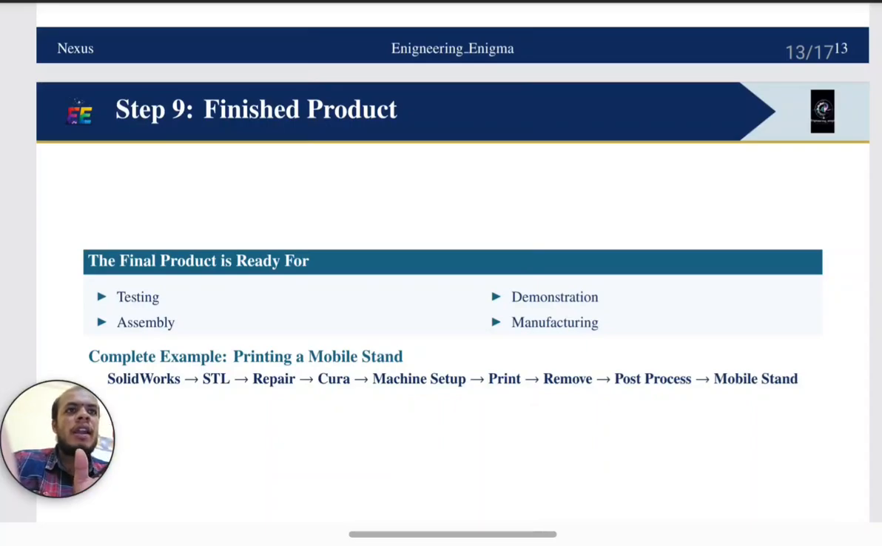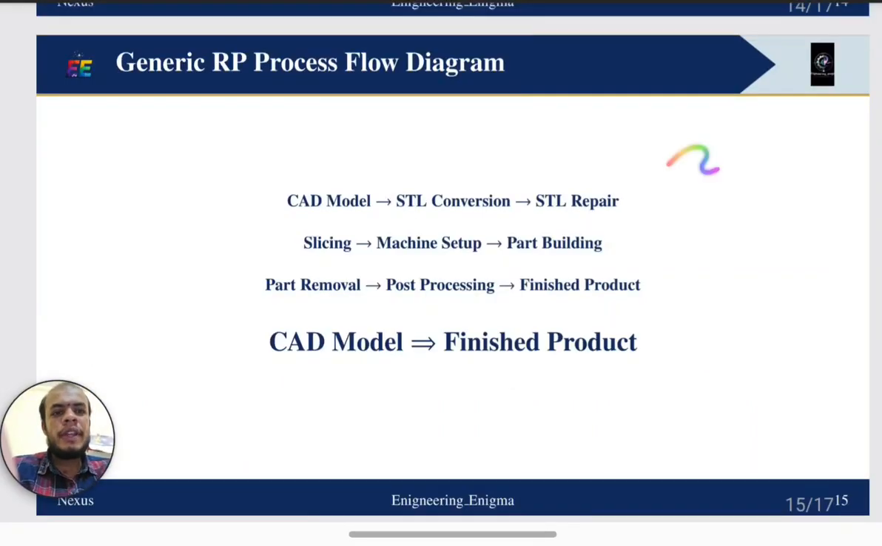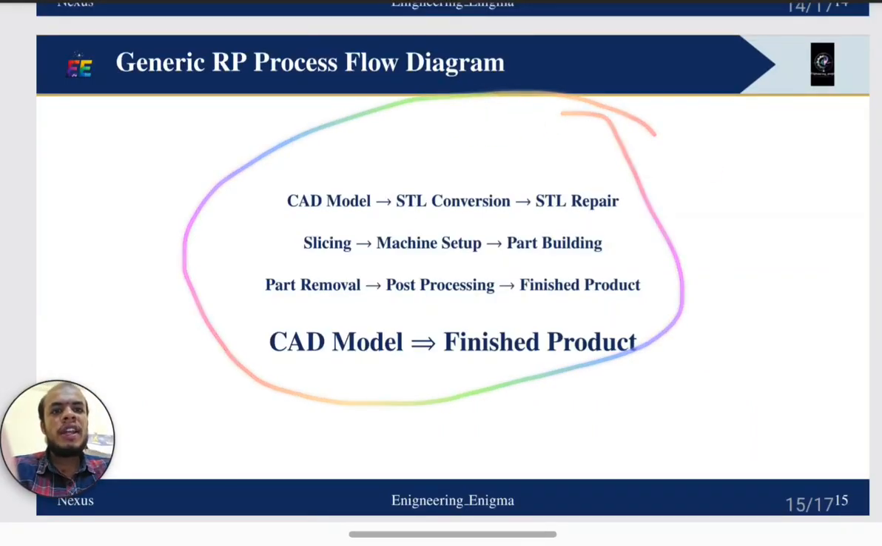The finished product can now be used for testing, assembly, demonstration, and manufacturing. So let us summarize the complete journey. First, we did the SolidWorks design and converted it into an STL file, and then we checked the errors in the STL file. Then we sliced, then went through machine setup, and then we printed, choosing which type of material is required. Then we remove the unwanted things. Then post processing means we added some decoration. Lastly, the output. So this will be the complete diagram for the generic RP process.